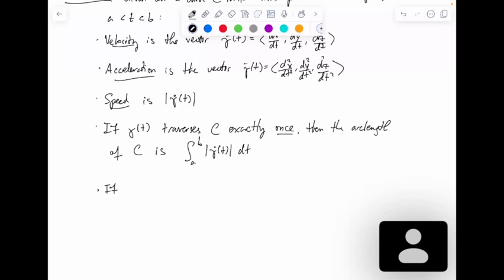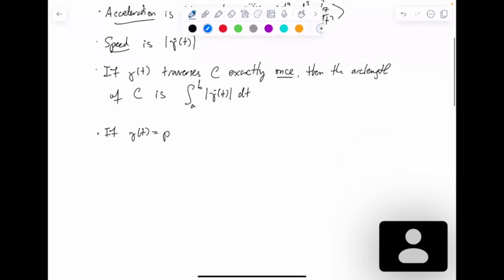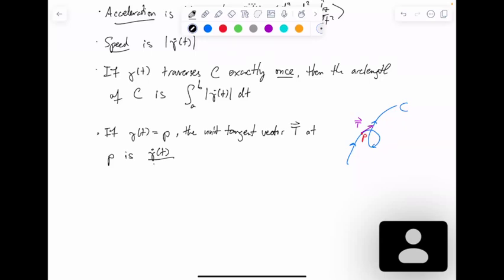So if gamma of t is equal to p on this curve, so at some time on this parameterized curve you're at some point p, then there is a unit tangent vector at that point. And that's given to you by the velocity divided by the speed. So this is the vector that is pointing in the direction of your movement according to your parameterization, but it has unit length, because you're dividing out by the magnitude of the velocity, the speed.